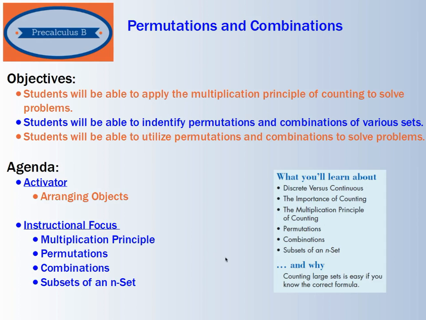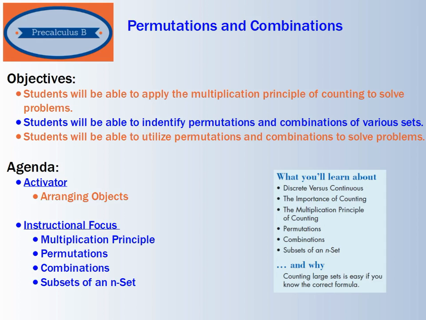So we're going to get into what permutations and combinations are. But we're going to start out by focusing a little bit on that activator problem that we looked at. We're going to discuss that in a little more detail. And then in the instructional focus, we're going to look at the multiplication principle, permutations, combinations, what they are, and what we call subsets of an n set. And we'll get into what that really means as the lesson continues.